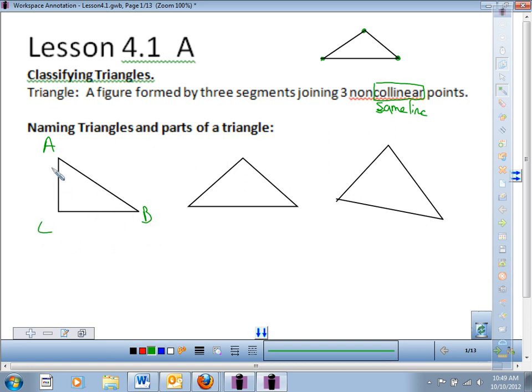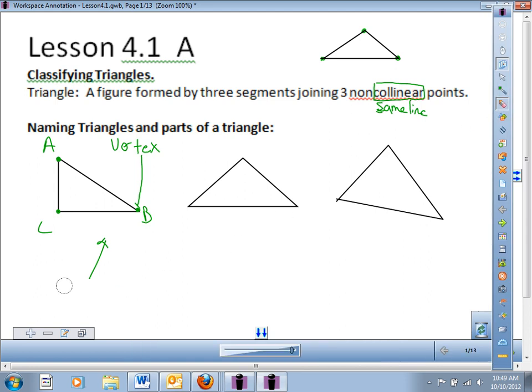Now that's kind of an important word. The word vertex simply means where two sides meet. So two sides meet at a vertex right there. It's the point where two segments, two lines, two rays meet. We use the word vertex when we were talking about angles, and we had an angle here. Well, this was the vertex. It's the same concept here. So those are the vertices.